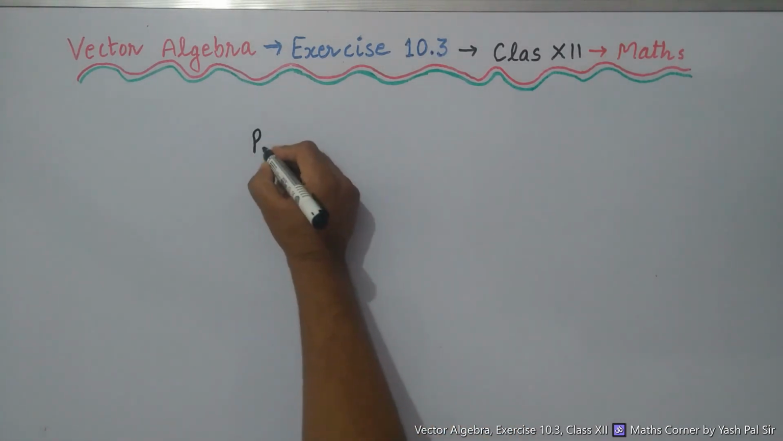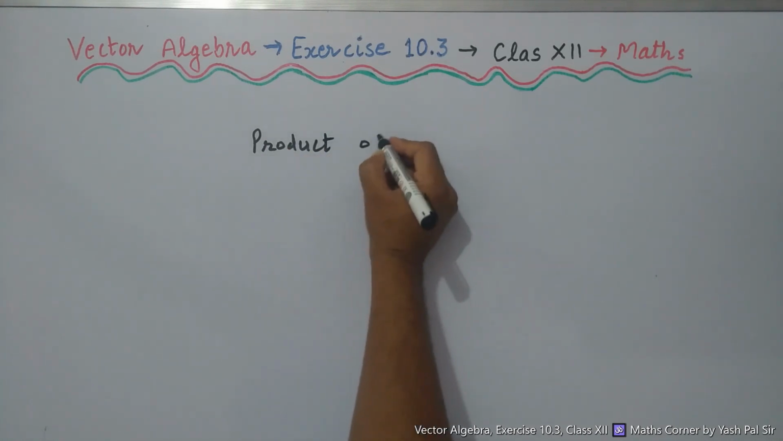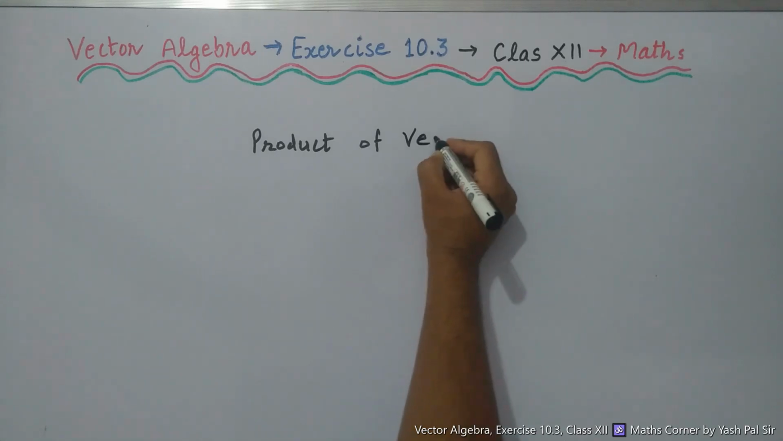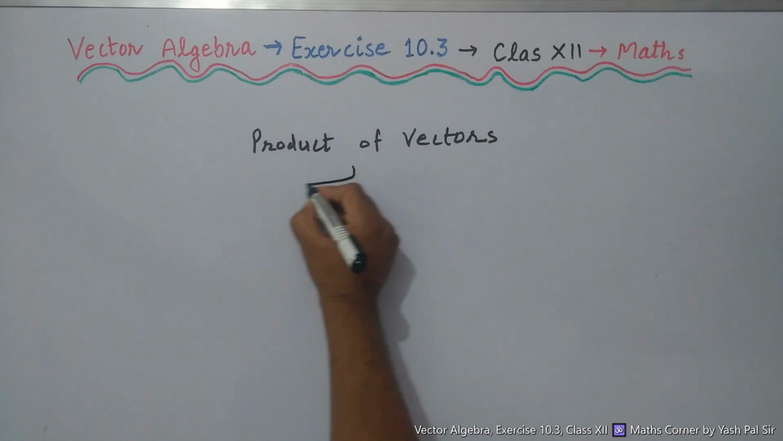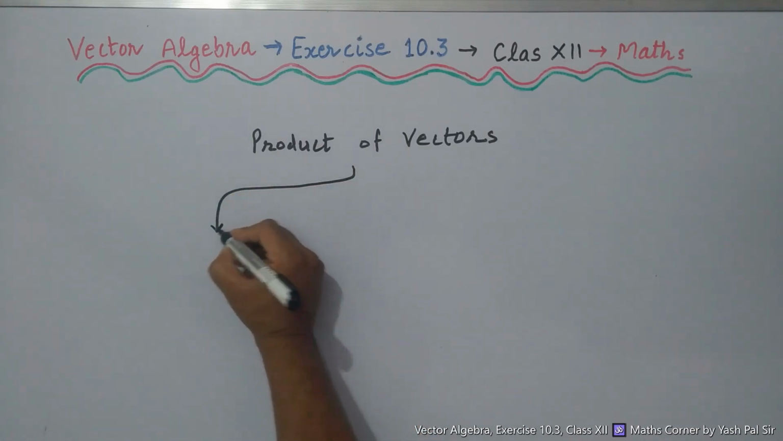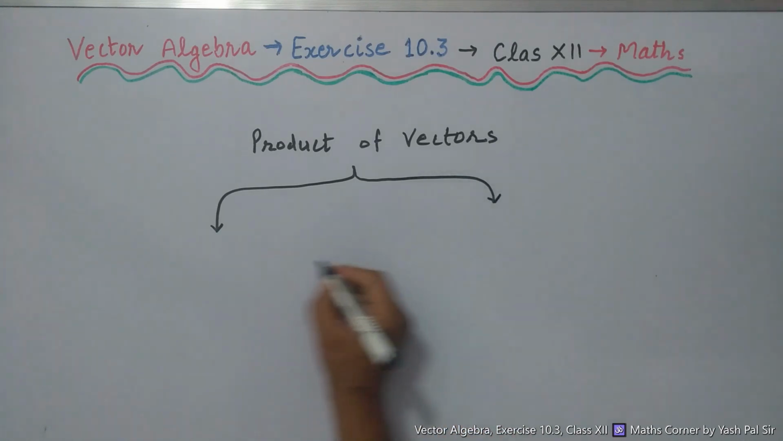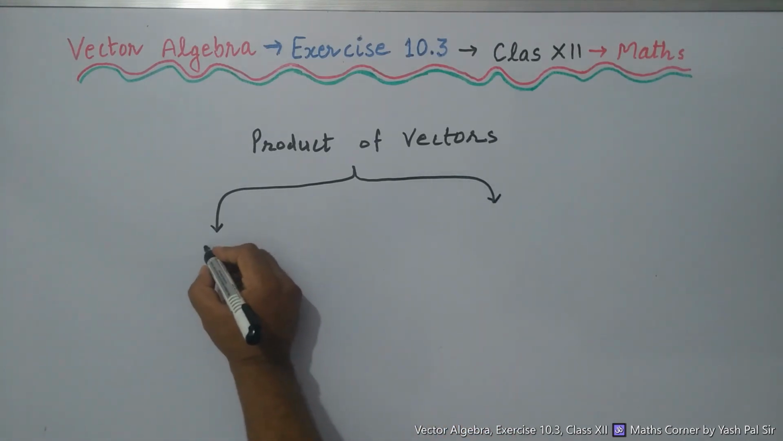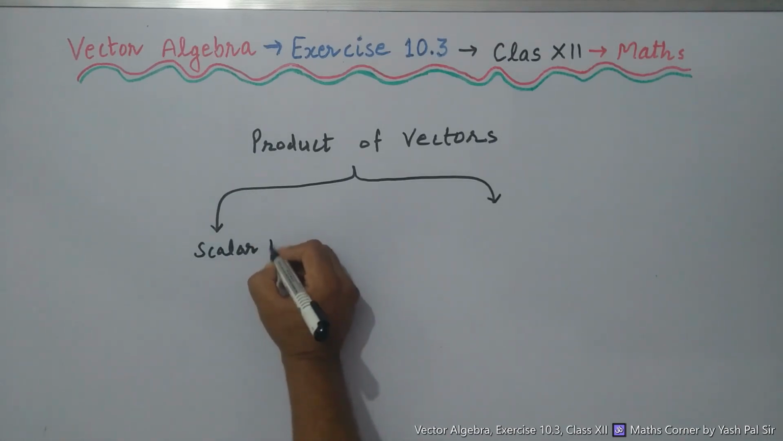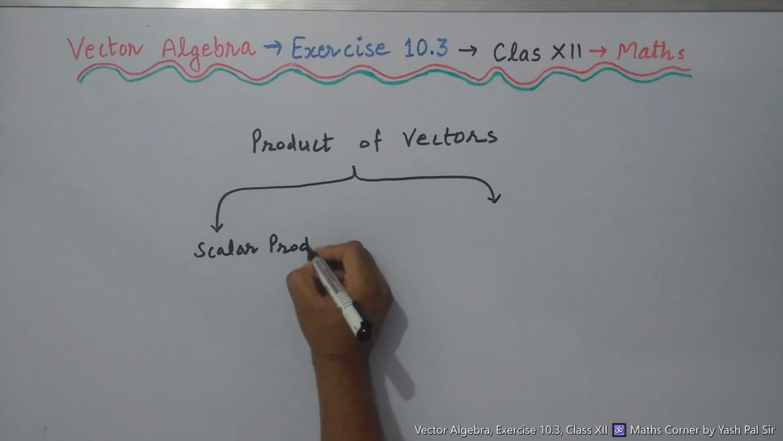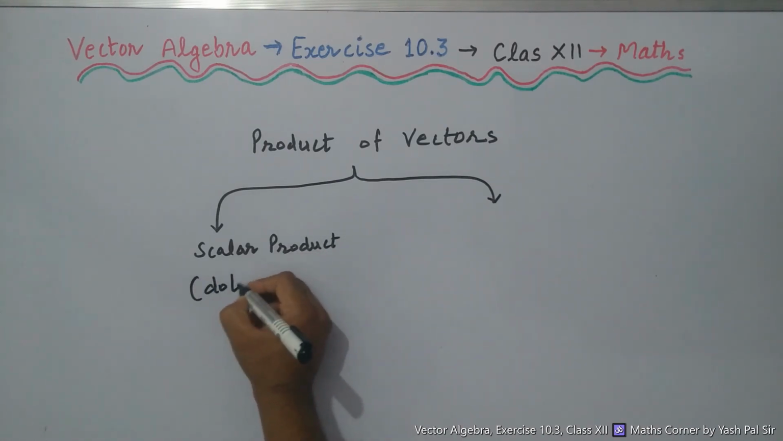Product of vectors. Okay, so we have two ways in which we can multiply two vectors. The first one is called scalar product, which is also called dot product.